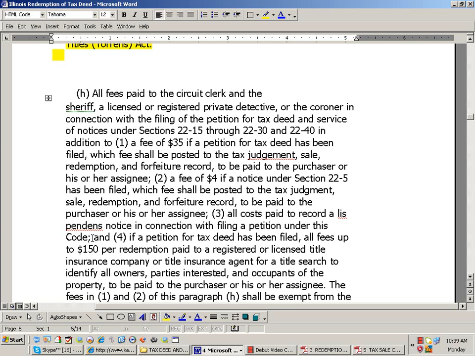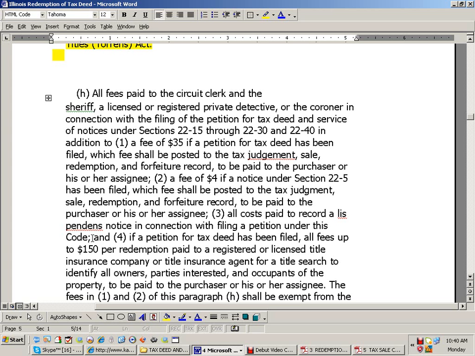They filed the petition. Where did they file that petition? At which court? All fees paid to the circuit clerk. Circuit clerk. And the sheriff, a licensed or registered detective, or a coroner in connection with the filing of a petition for tax deed and service of a notice under this code.